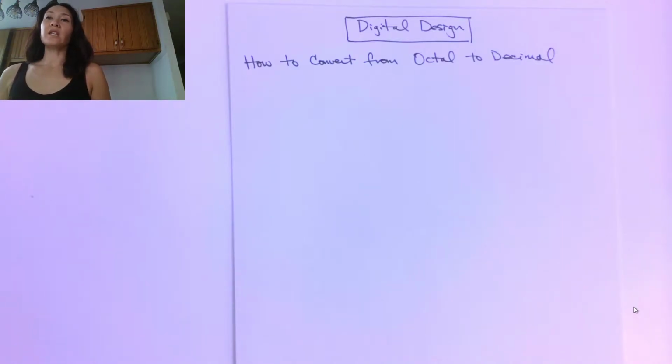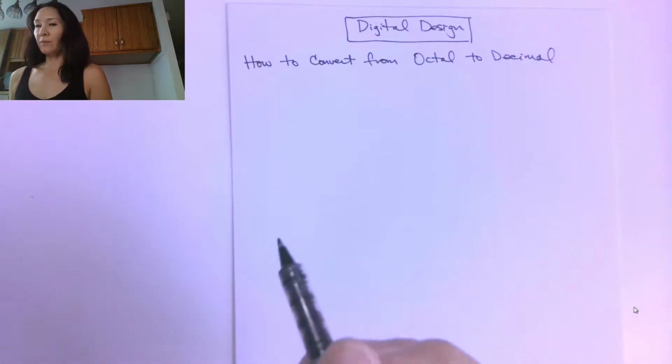In the previous video, we introduced the general multiplication algorithm for converting from any number base to decimal. Now let's look at how we can apply that to a specific case of converting from octal to decimal.